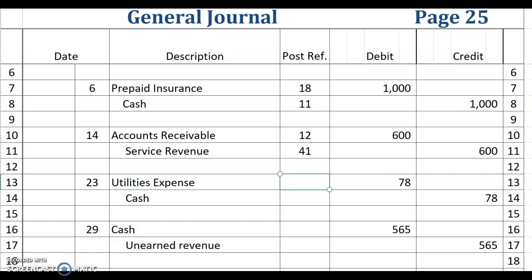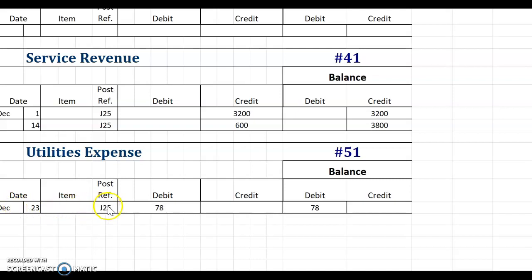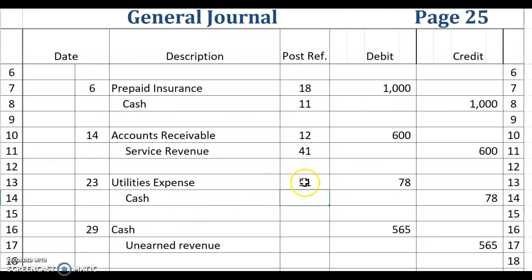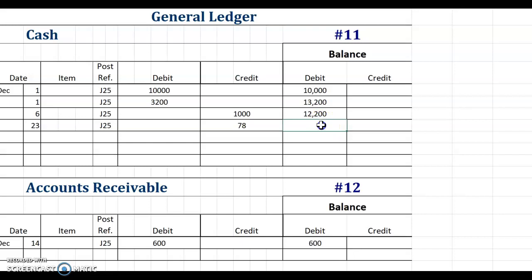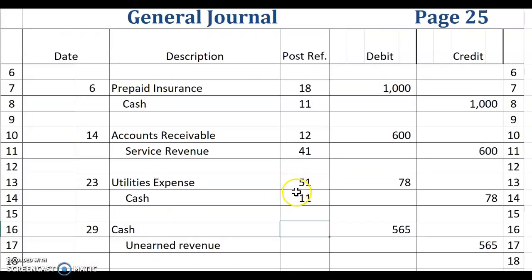Utilities expense, we've got a debit of 78 that we need to post. So here it is, December 23rd, J25, 78 debit, and now that's the balance. 51 is the post reference that we put in the general journal. Now we need to post a 78 credit to cash. So we post that 78 credit, and to get our new balance, we had a $12,200 debit balance. A debit and a credit get subtracted. So we subtract 12,200 minus 78. 12,122 is the balance in cash, and we put 11 in the post reference.